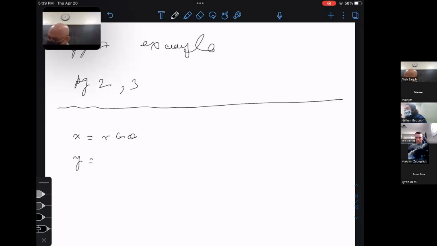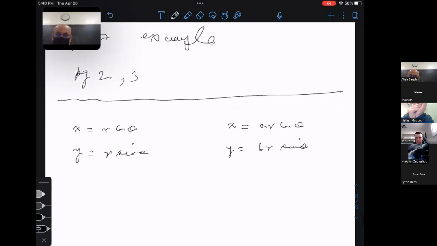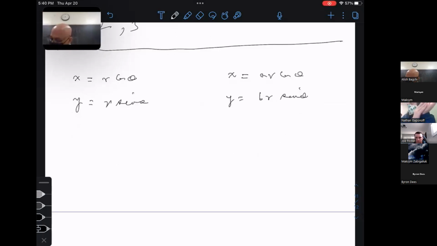So x is equal to r cosine theta, y is equal to r sine theta. And on the exam, you had x is equal to a r cosine theta, y is equal to b r sine theta. The first thing that is done here is the calculation of the Jacobian, which is del(x,y) over del(r,theta).